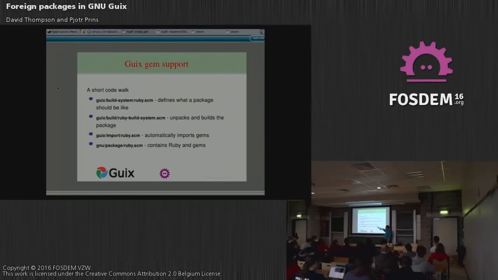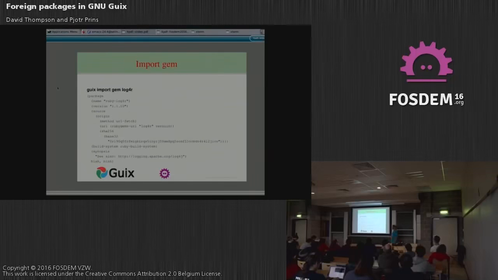And then we have guix/import/ruby.scm, which actually gives you a Ruby package definition. It looks like this. Guix has a native command called guix import gem, and then I add the gem name, and it will just spit this out on standard out.